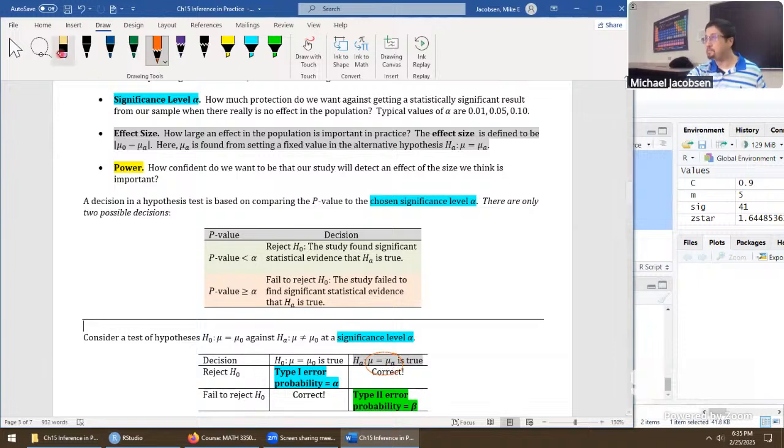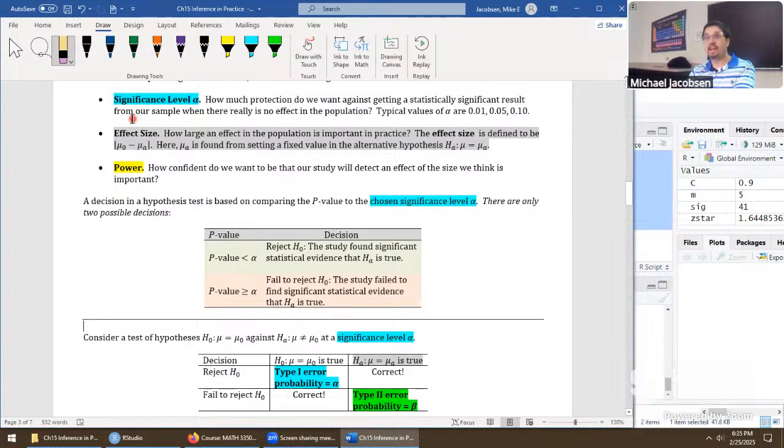Where does mu A come from? It comes from the effect size. The effect size is going to inform us on how to actually calculate power, or how to actually calculate the probability of a type 2 error, which is wildly more complicated out of nowhere. Probability of a type 1 error is specified by you when you form your hypotheses. Type 2 error doesn't quite go like that.